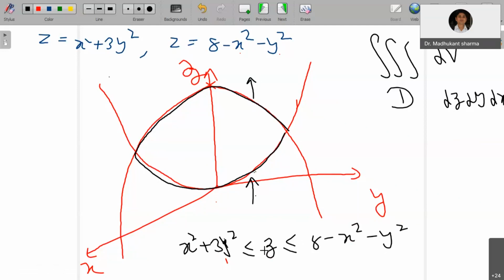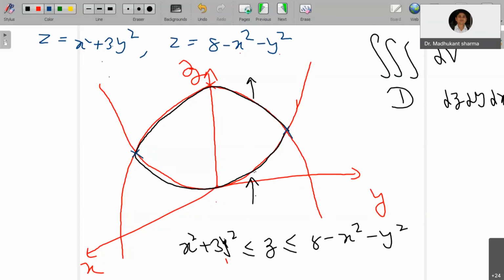Now for getting the y limits, you draw a line parallel to the x-axis on the xy plane. For getting the limits of y, we have to look at how it looks on the xy plane. What is the geometry on the xy plane? It is the projection of this intersection, where the two surfaces meet.